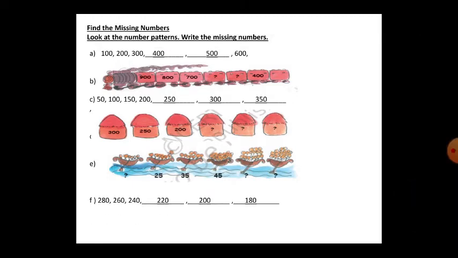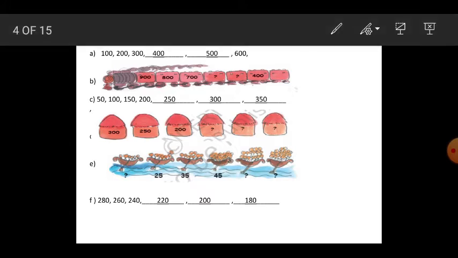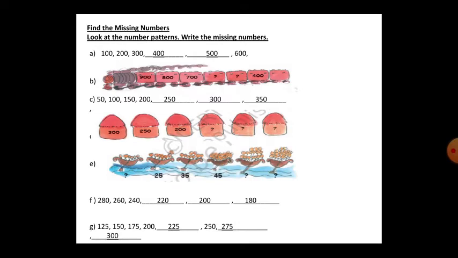Next, 280, 260, 240. See here also it is decreasing. 280, how much is it decreasing? 20, 20 it is decreasing. See, 280 minus 20, you will get 260. If you minus 20, you will get 240. So the 240, if you minus 20, you will get 220, 200, 180. So like that, 20, 20 you have to decrease.